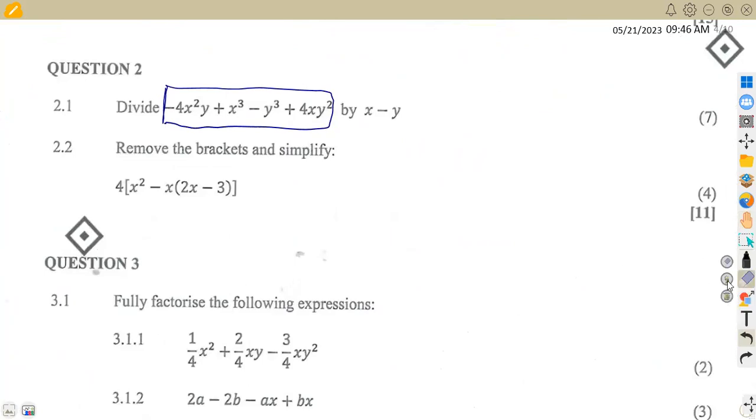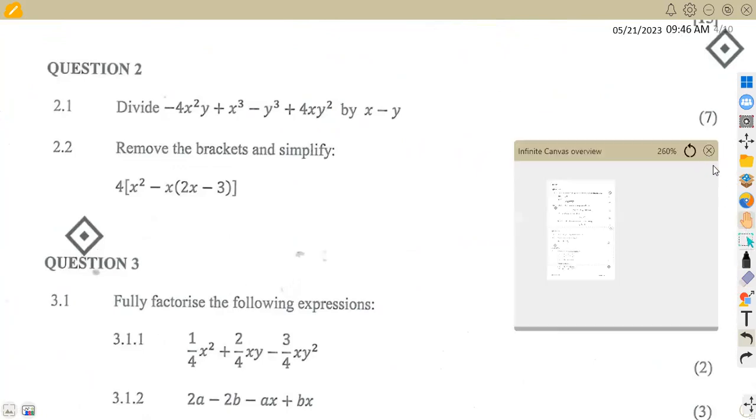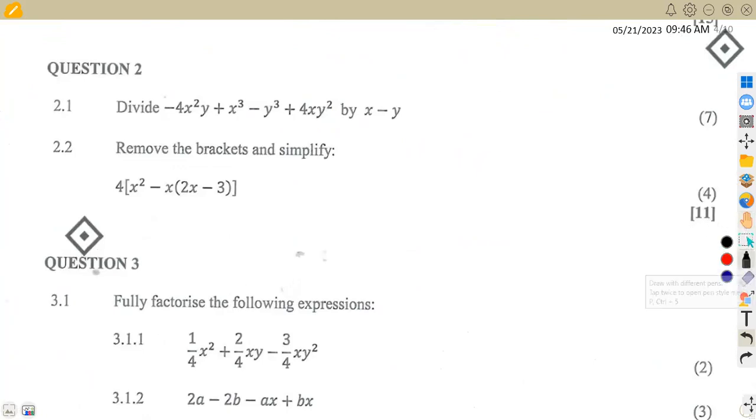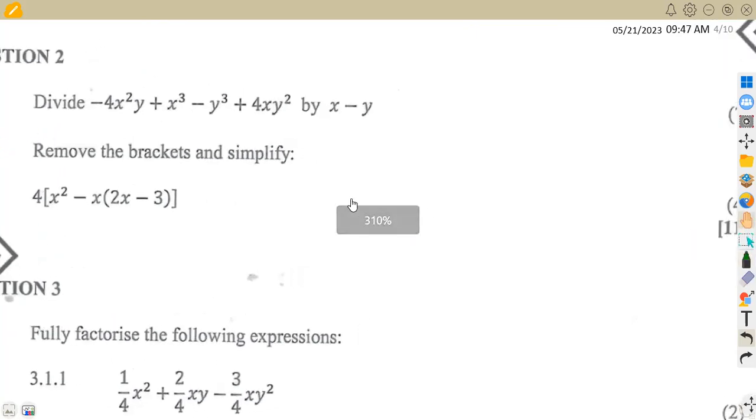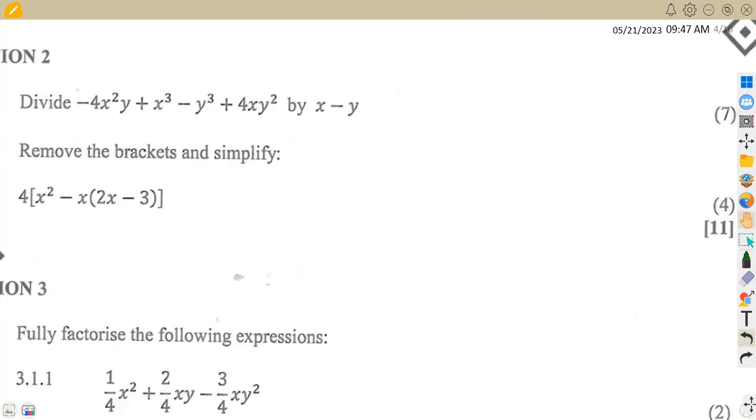All right, let's check what we got on question 2.2, where we are now asked to remove the brackets. All right, so here I just want to change this part. We are asked on 2.2, remove the brackets and simplify. So here we have got 2 brackets, the outer bracket and the inner bracket. So what you can simply do is to remove from the inner bracket. Okay, so let me just try to extend a little bit here. So what you can do is to simply expand the inner bracket first.